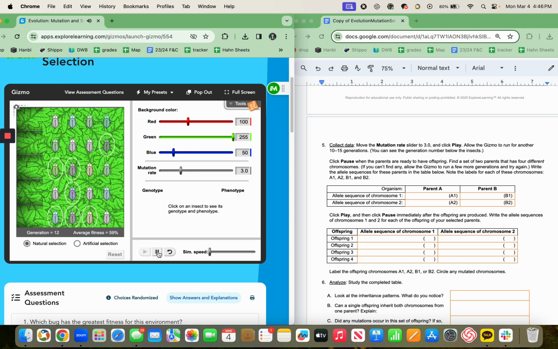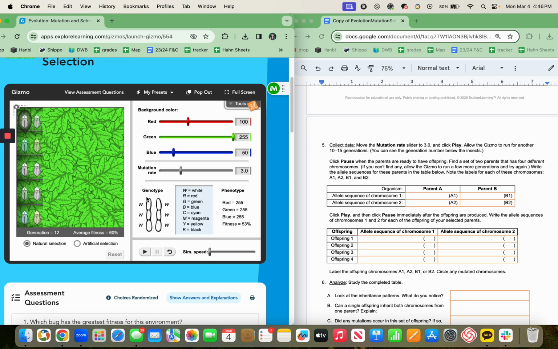Okay, let's do it one more time. Okay, so here are the parents. And you're going to find two parents that have four different chromosomes. Okay, so you want, like, this one has the same, so that's not going to work. Okay, so we want this one. This one has two different chromosomes, and we want to hope that this one has two different ones than this one. Yeah, there's no WWW over here, and there's no GYW. Good. Okay, so these two parents have four different chromosomes.